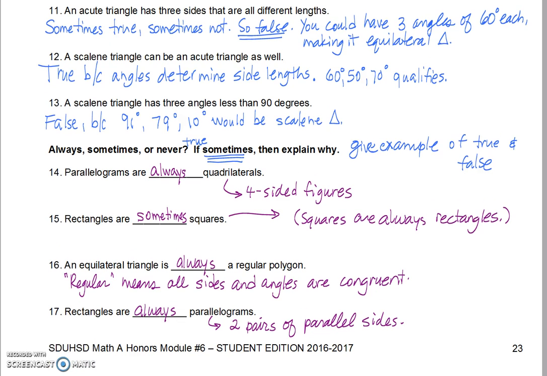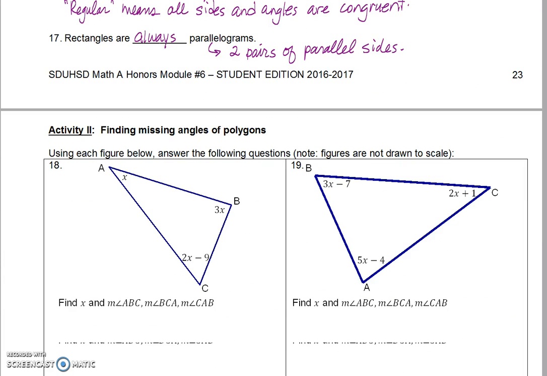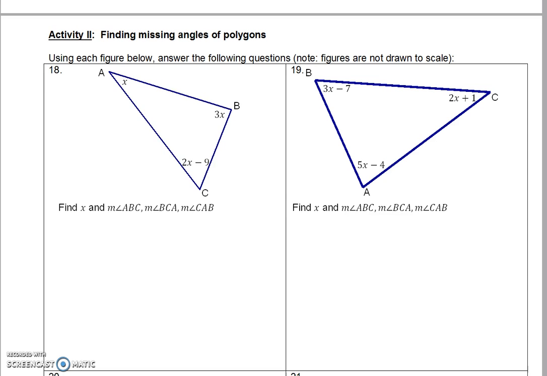Then if you'll turn to page 24, I'm going to demonstrate what your work needs to look like for the first problem, and then with your group you're going to finish the rest of these problems. So this Activity number 2 says finding the missing angles of polygons, and you can see, finish reading the directions. Using each figure below, answer the following questions. Note, figures are not drawn to scale. And again, what that means is, even if the angles look to be the same measure visually, you don't pay attention to that, you just pay attention to the notation or information that you're given in the figure.